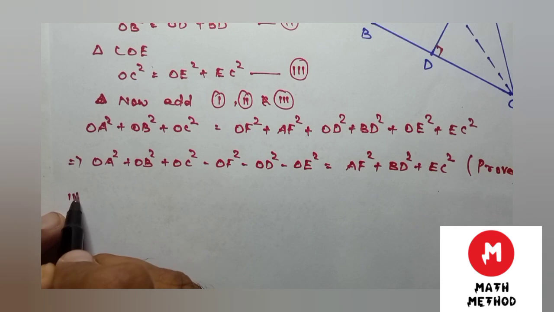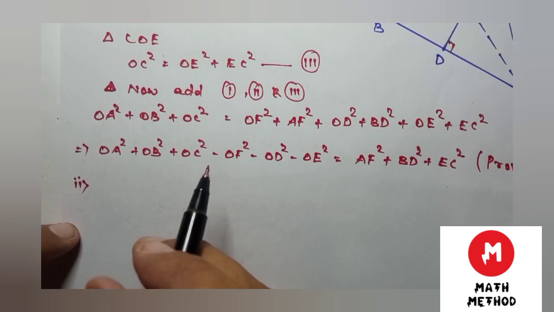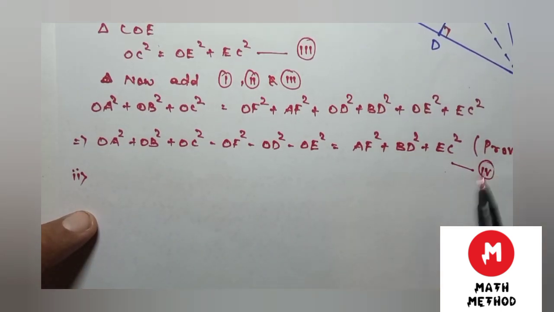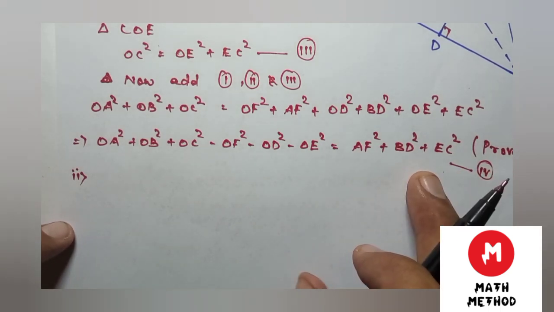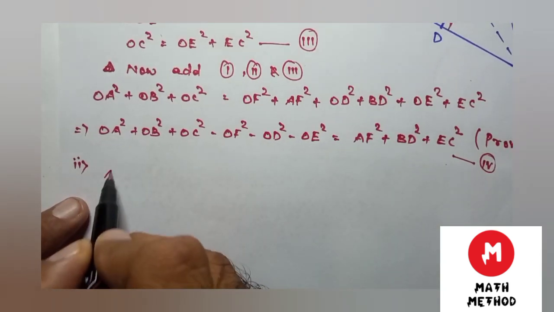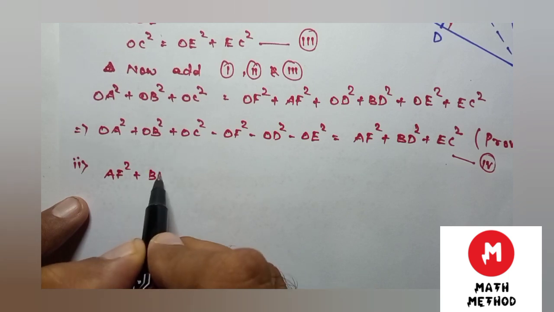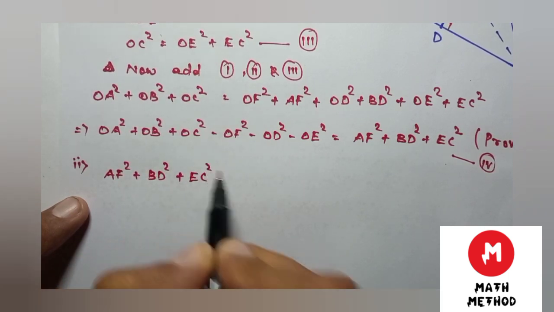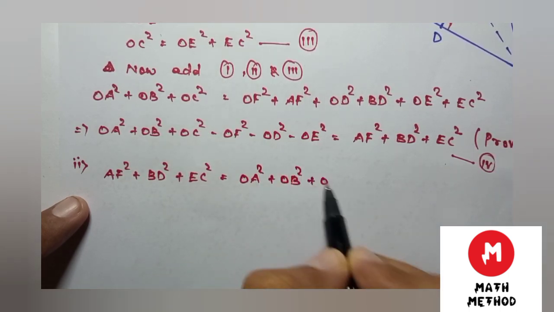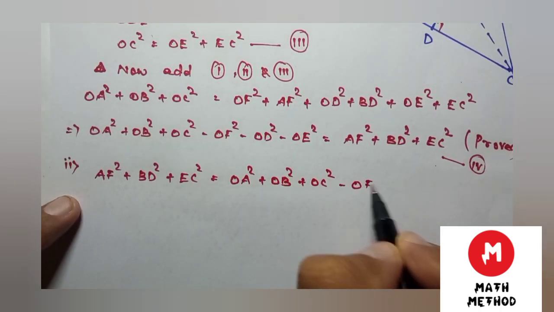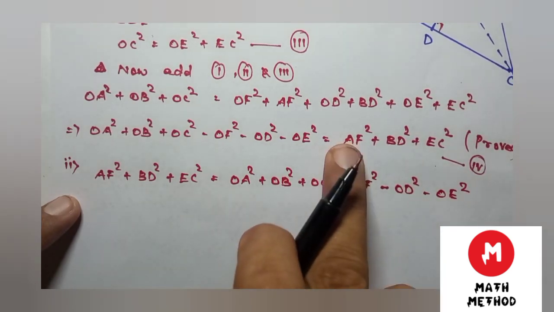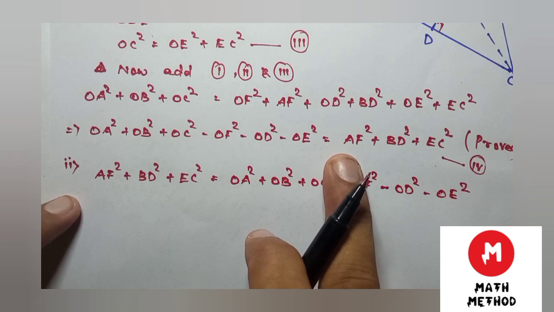So part number 2. This is our second part of question number 8. Now from equation, write it as equation number 4. We have proved this in part number 1, first part. So in this we got that AF square plus BD square plus EC square is equal to OA square plus OB square plus OC square minus OF square minus OD square minus OE square. We got it from first part of question number 8.